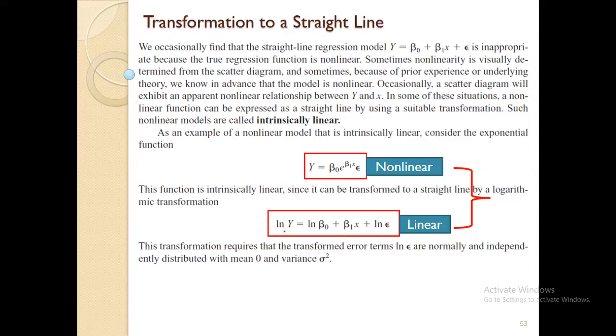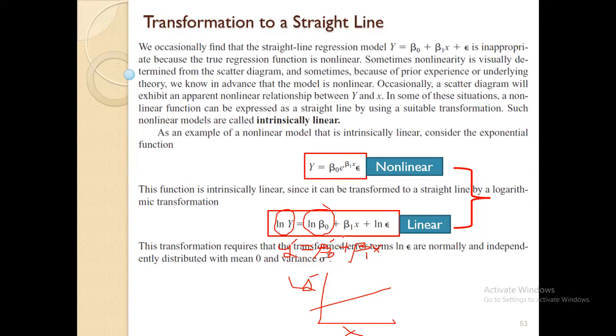When you fit the equation, y prime equals intercept, maybe beta 0 prime, plus beta 1 x. This is a linear equation, where y prime means log y and beta 0 prime means log beta 0. You plot y prime and x. You get a slope of beta 1, and you get an intercept of beta 0 prime. But y prime is log y, and beta 0 prime is log beta 0.